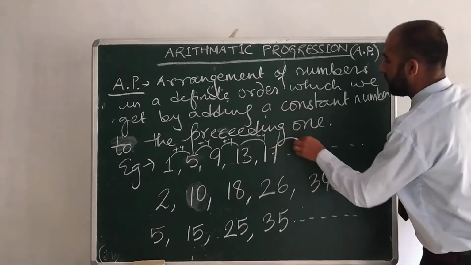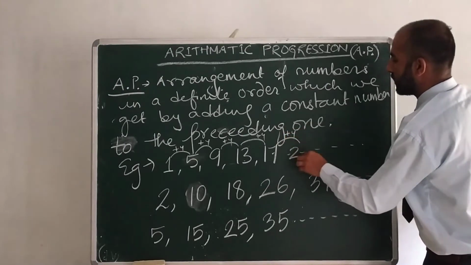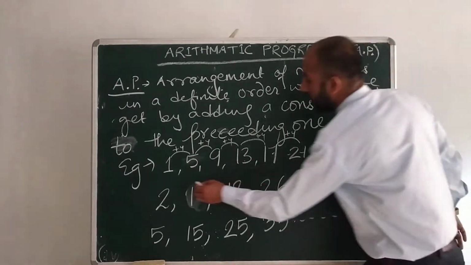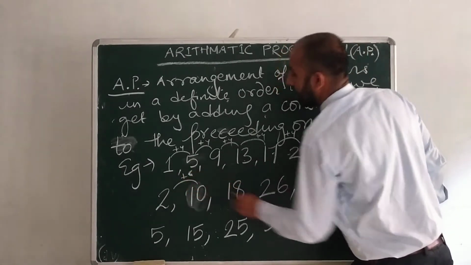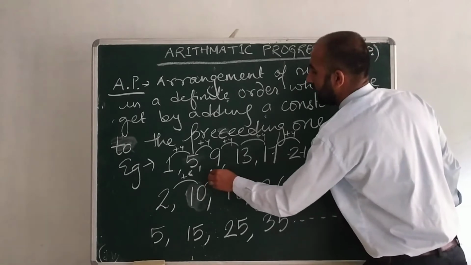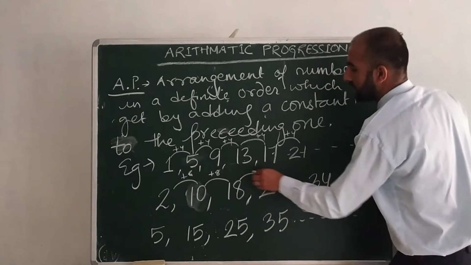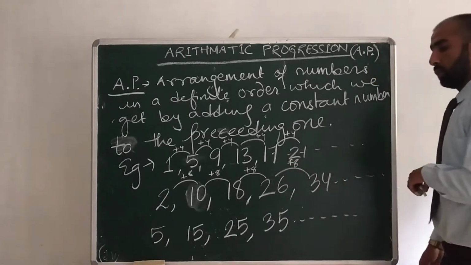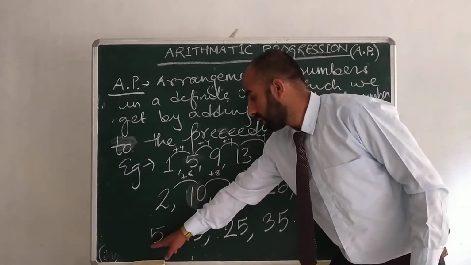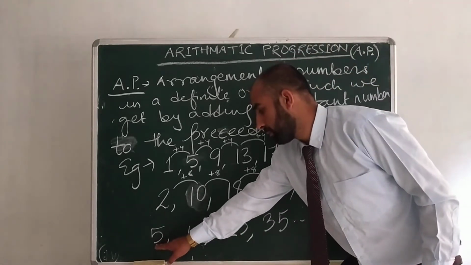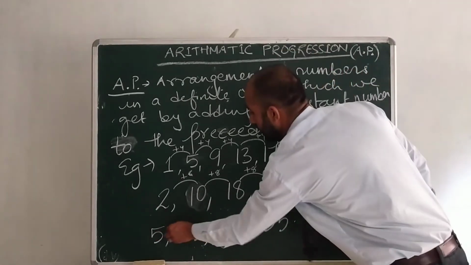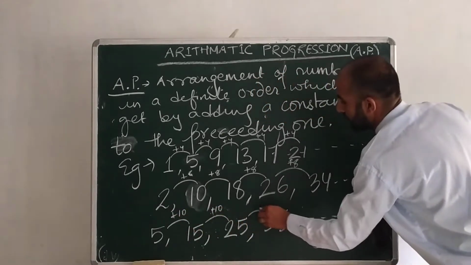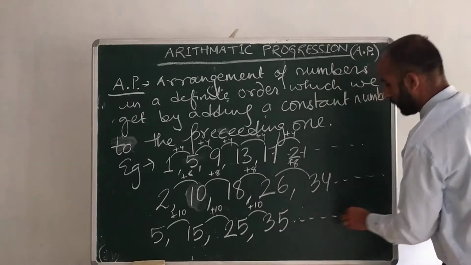Yes, the next number will be plus 4, that is 21. If you go to the next example, see 2 plus 8 is 10, 10 plus 8 is 18, 18 plus 8 is 26, 26 plus 8 is 34, goes on. And lastly, see 5. 5 plus 10 is 15. 15 plus 10 is 25. 25 plus 10 is 35, goes up.